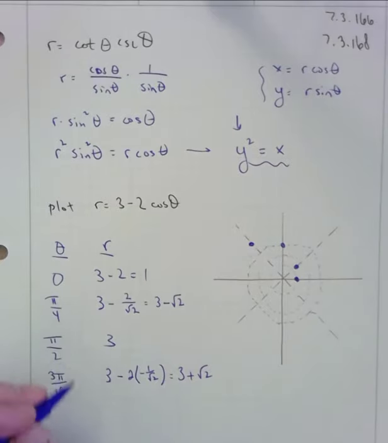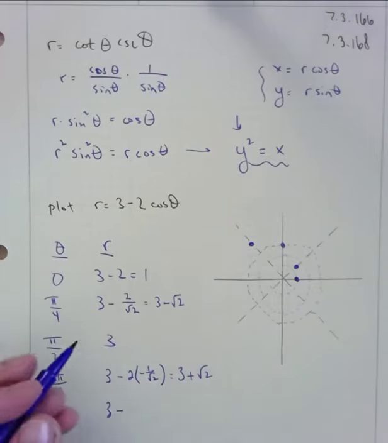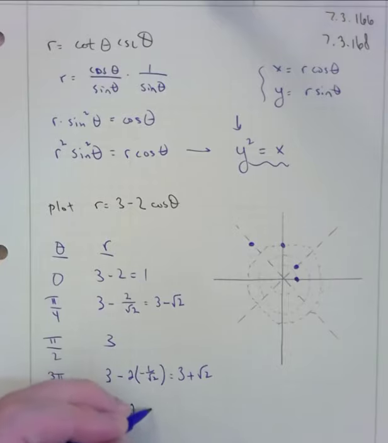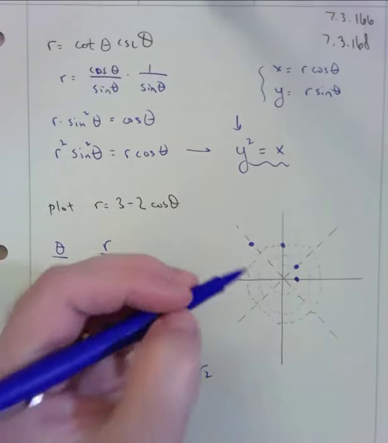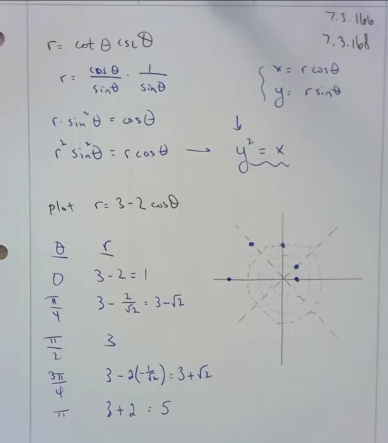And then I think by the time we do theta equals pi, maybe we'll know enough. This will be 3 minus 2 cosine pi, which is 3 minus 2 times negative 1. Or 3 plus 2, that's 5. So right back there at theta equals pi, r equals 5.